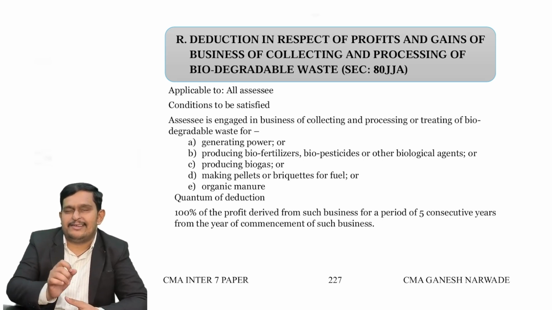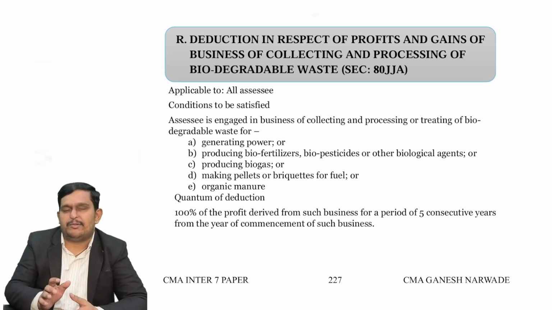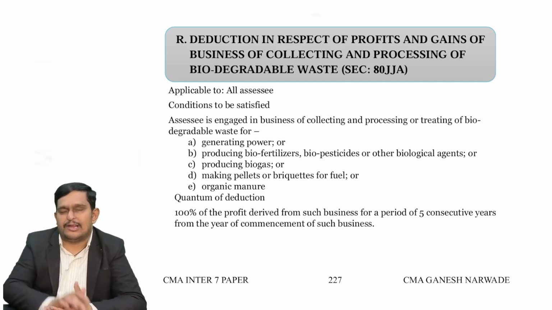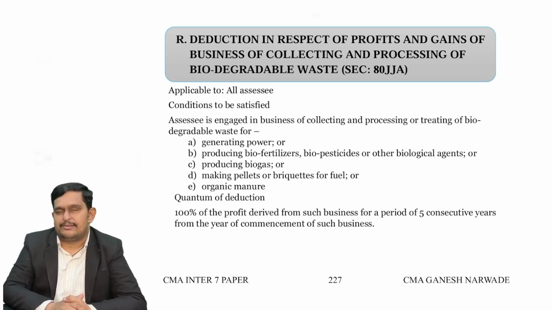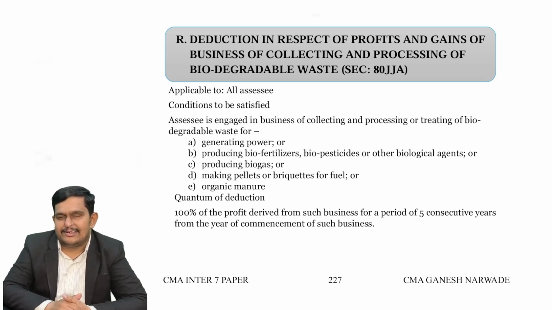So what does 80JJA talk about? It talks about this section being applicable to all assessees, right? It is actually for those assessees who are engaged in collecting and processing biodegradable waste. It may be something like cow dung. It may be some vegetable waste, correct? Or many things like that.